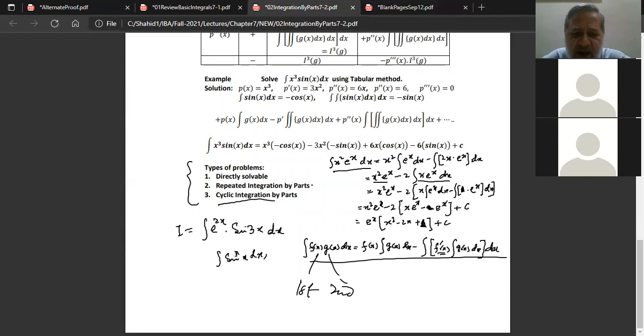So that is why I classify problems of integration by parts which are directly solvable. That means integration by part is only applied one time. Here, integration by part may be required to be applied many times. And there is another kind of problems where we have cyclic nature of integration by part.